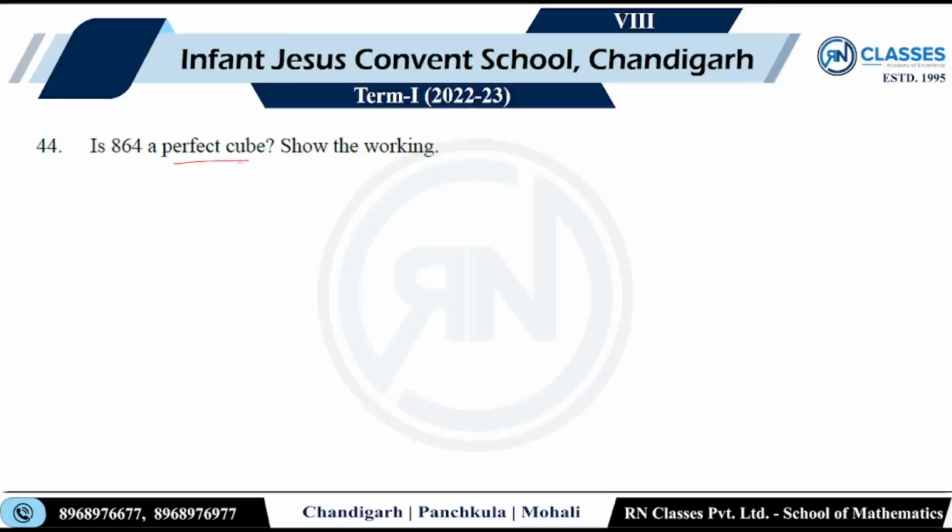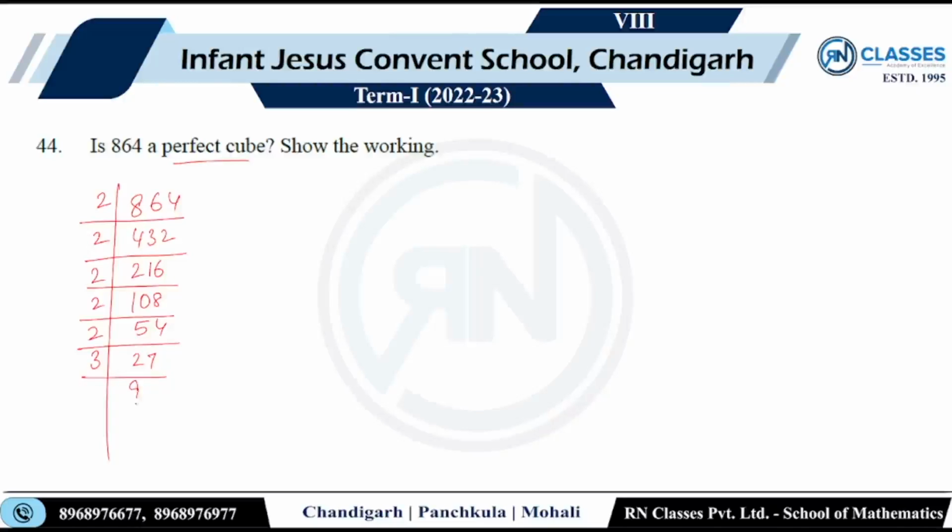Perfect cube. How can we find it? Oh, using prime factorization, right? So 864, if we do prime factorization, it is divisible by 2. 432, again it is divisible by 2, it is 216. Again it is divisible by 2, it is 108. Again it is divisible by 2, 54. Again it is divisible by 2, it would be 27. Now it is not divisible by 2, but it is divisible by 3, it is 9, 3 and 3.